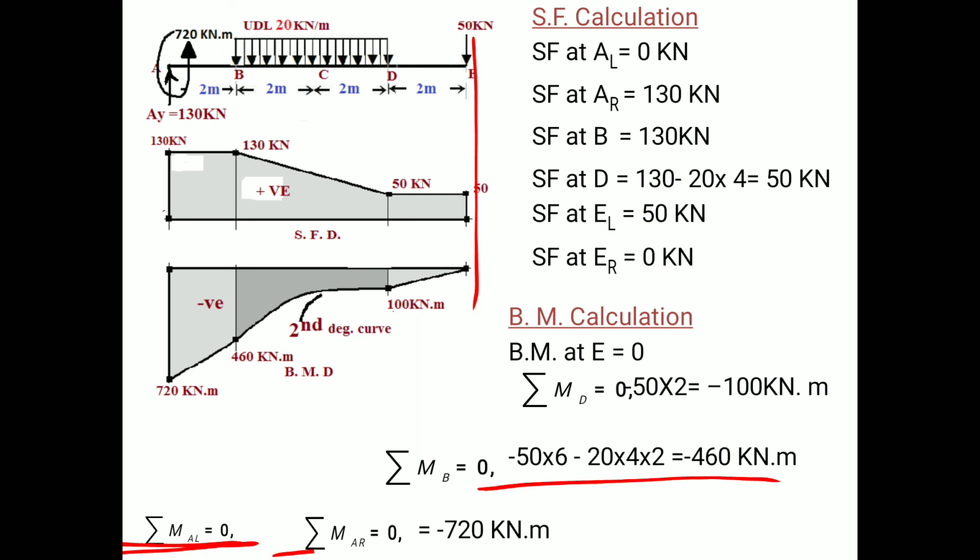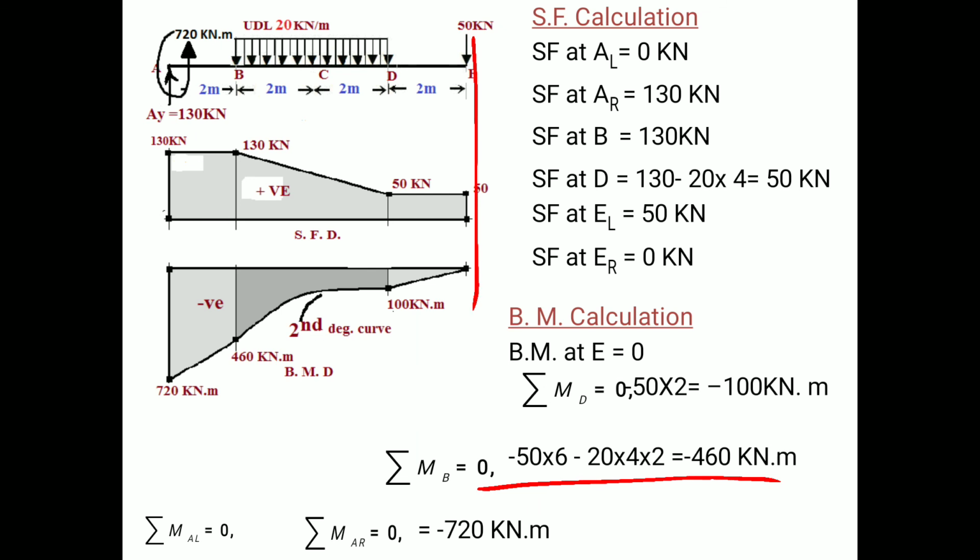And bending moment at right of A is minus 720 kilonewton meter, because this moment acting in anti-clockwise direction will produce the hogging bending moment and will be considered as negative. Therefore, this is negative 720 kilonewton meter.